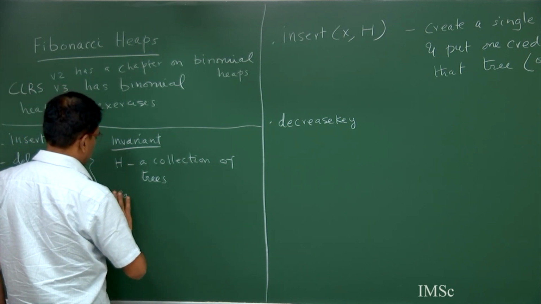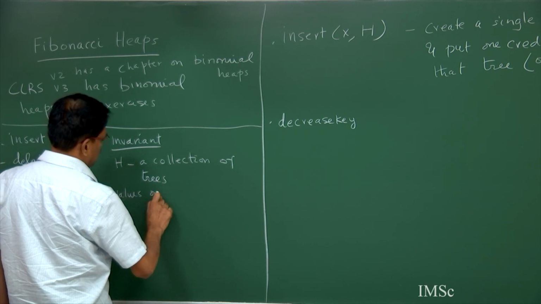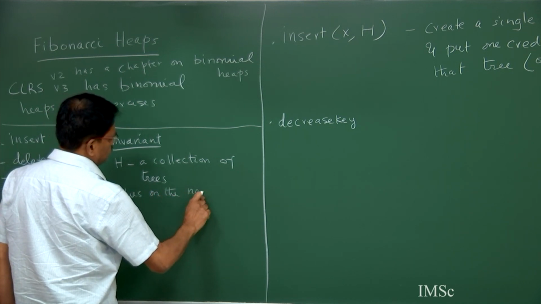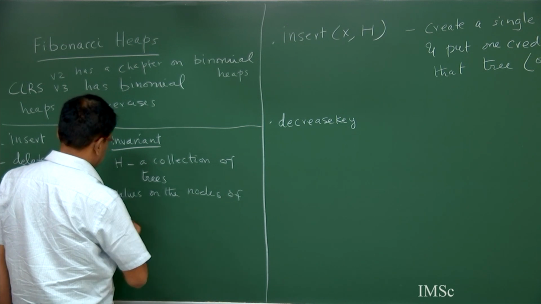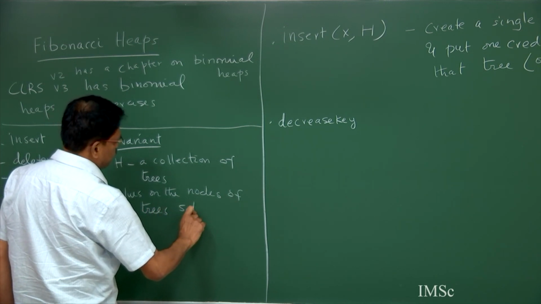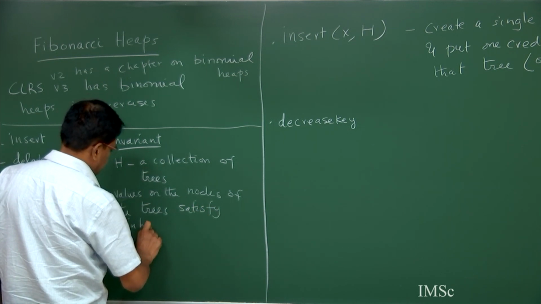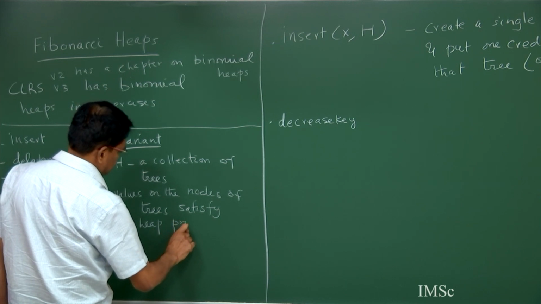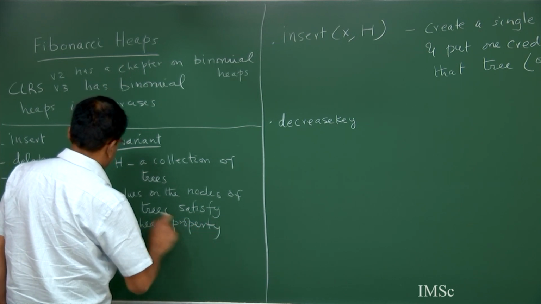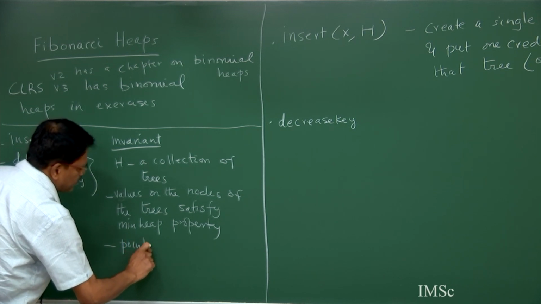Each, values on the nodes satisfy the min heap property. And then a pointer to the root containing the min.